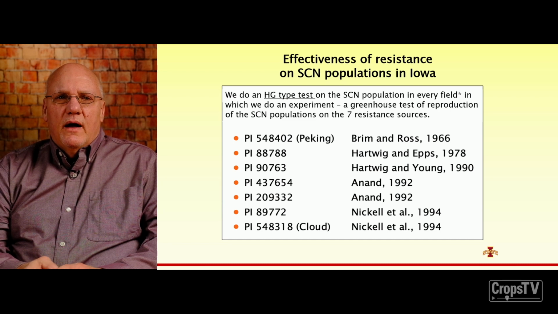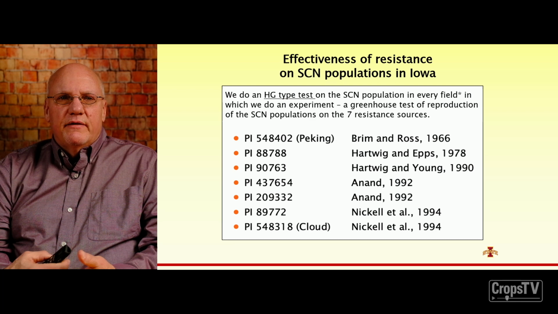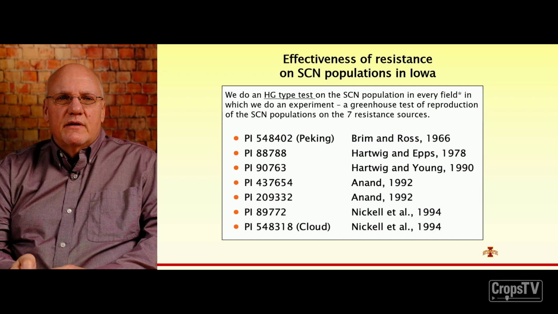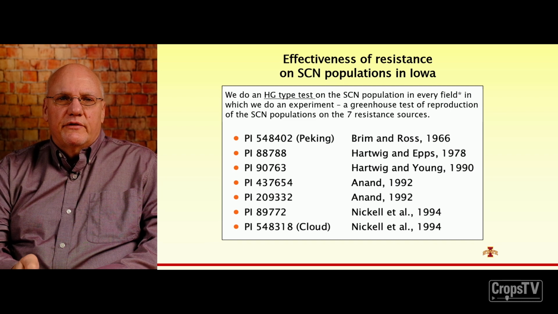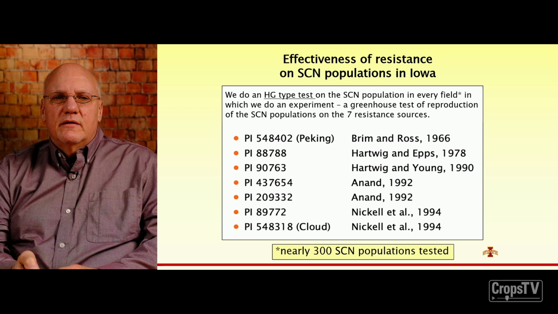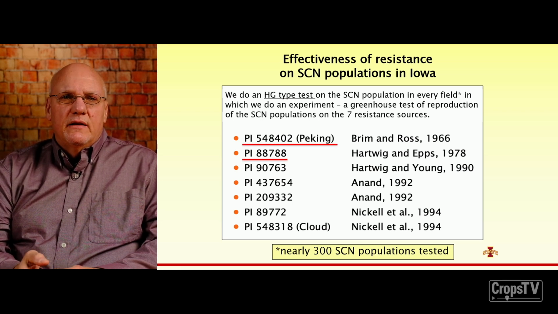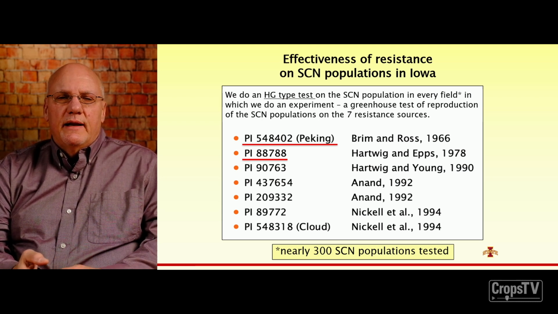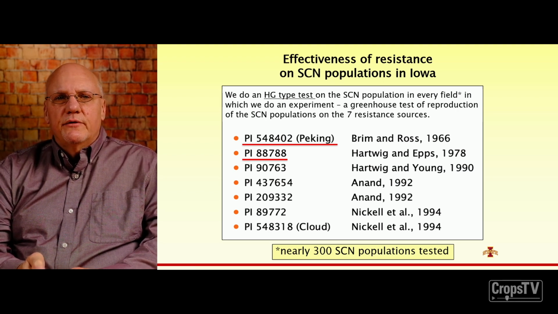And we do this test, it's called an HG type test, on the SCN population in every field in which we do an experiment. It's a greenhouse test of reproduction of the SCN populations against the 7 main sources of resistance. I say every field; we have data from nearly 300 tests that we've done over the years, and we're always most interested in the level of reproduction of SCN in a field on these first two breeding lines, because those are the ones that are in varieties that are sold to Iowa farmers.